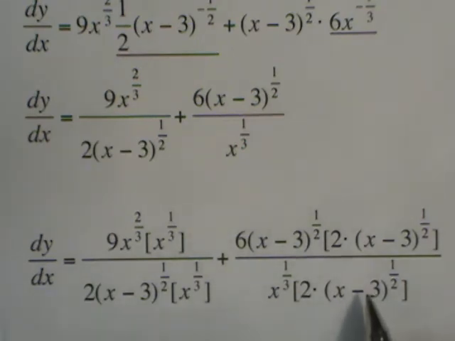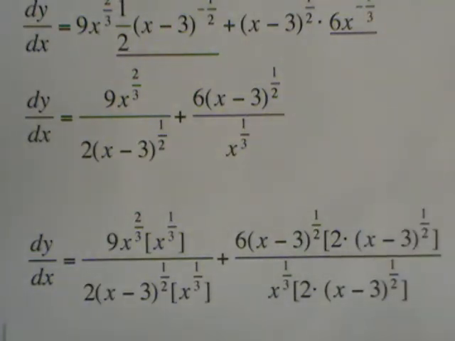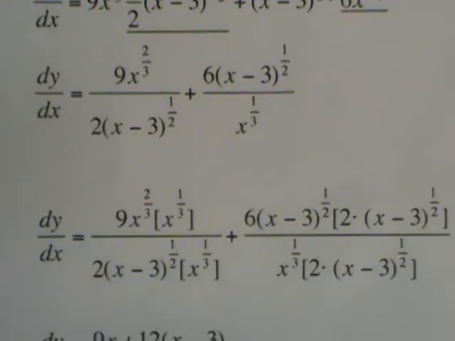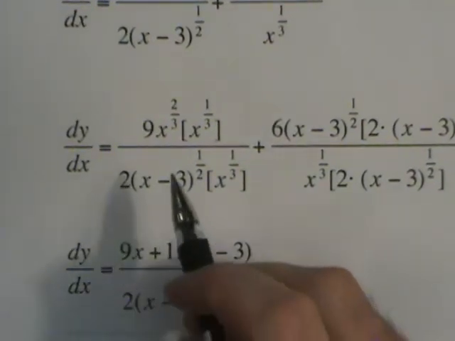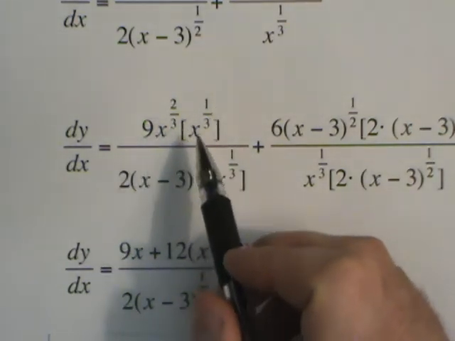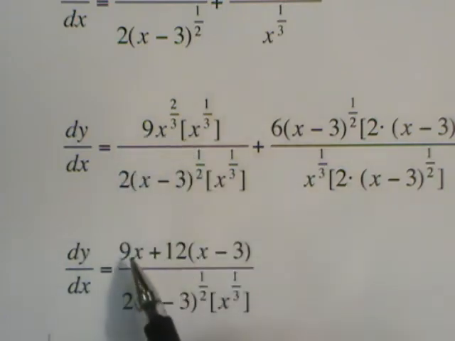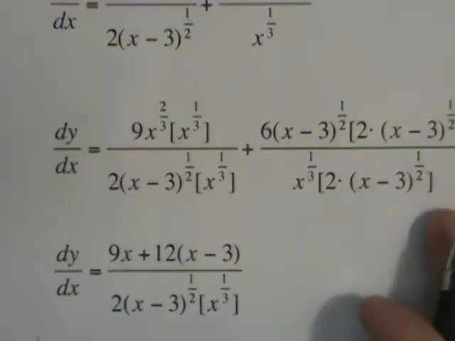The second fraction gets multiplied by 2 times (x minus 3) raised to the 1/2, again on the top and the bottom. What that does for me in this next line, as I look at x to the 2/3, x to the 1/3, same base, you add those exponents, that just becomes x. So this would be 9x. That's what you see here.